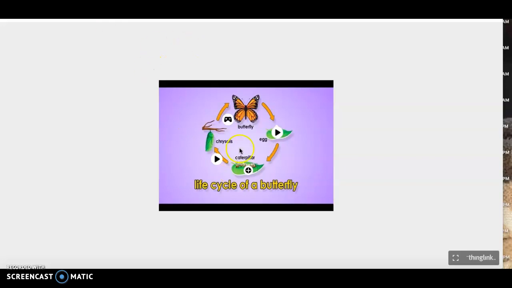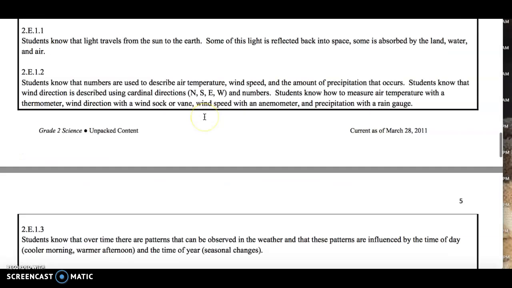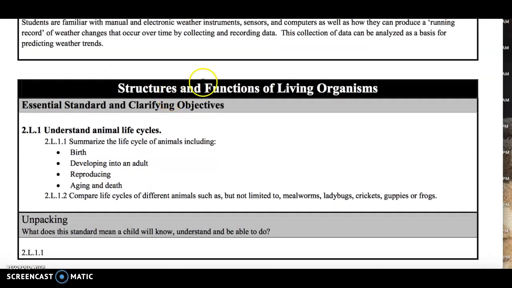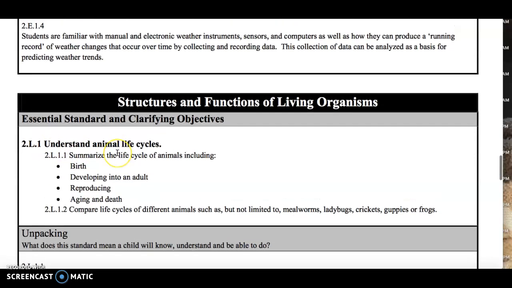Okay, so for my Thinglink, I decided to do it on the life cycle of a butterfly. This is going to be a science Thinglink specifically focused on around second grade. I was looking at the Common Core unpacking standards under structures and functions of living organisms. Some of the clarifying objectives: students need to understand animal life cycles. They need to summarize the life cycle of animals, including birth, developing into adult, reproducing, aging, and death.